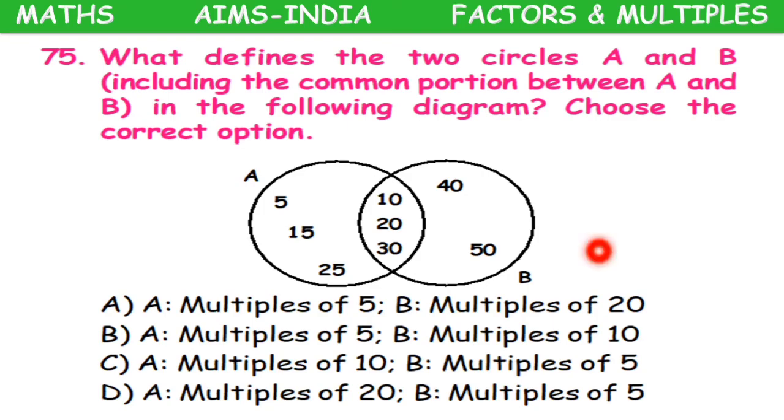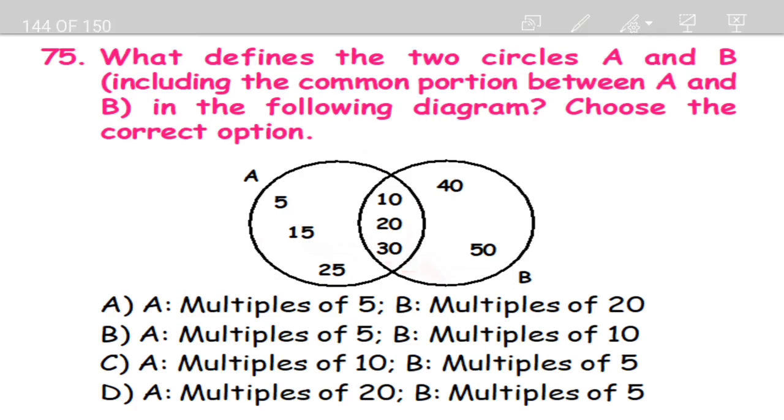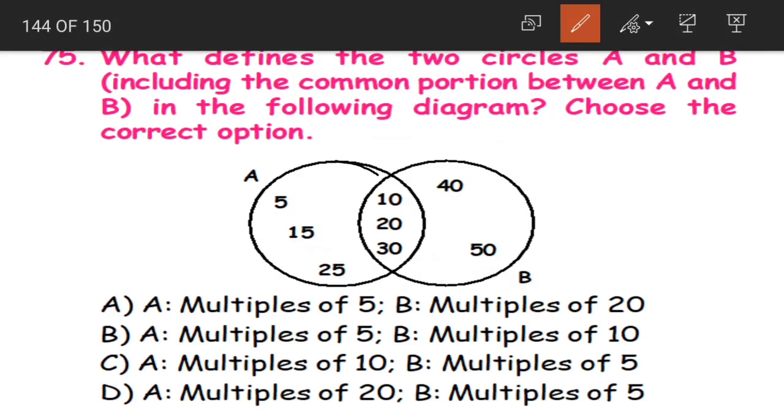Okay children. Next question. What defines the two circles A and B, including the common portion between A and B in the following diagram? Now as we have discussed, this is a Venn diagram. What are the numbers in circle A? 5, 15, 25, 10, 20 and 30. If you look at the options, these are the multiples of which number, children? All these are the multiples of 5. Yes, thus the numbers in circle A, that is 5, 10, 15, 20, 25 and 30, are the multiples of 5.